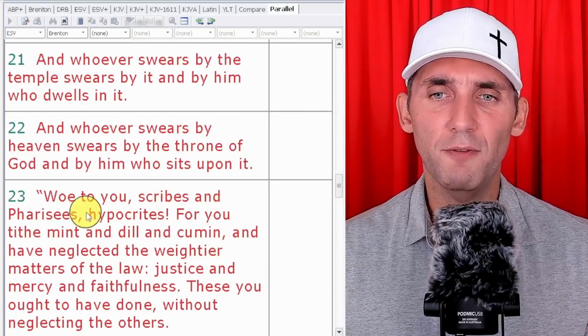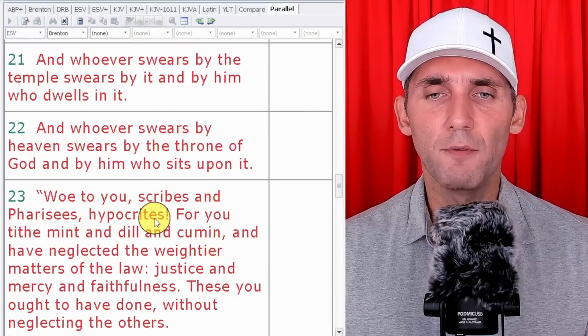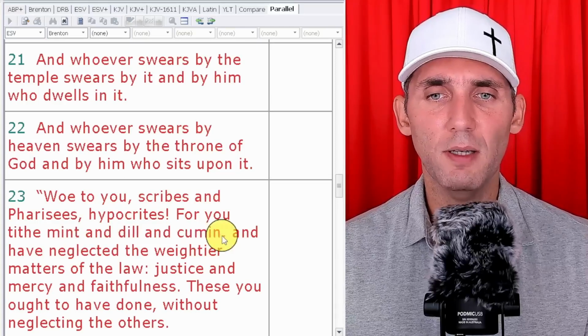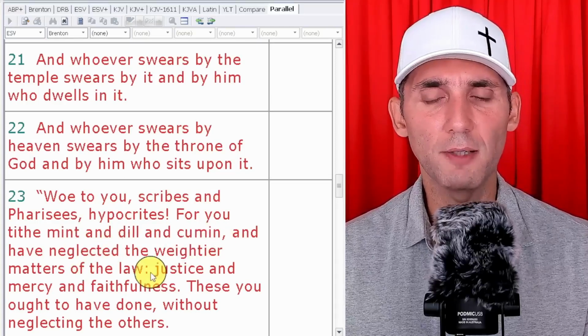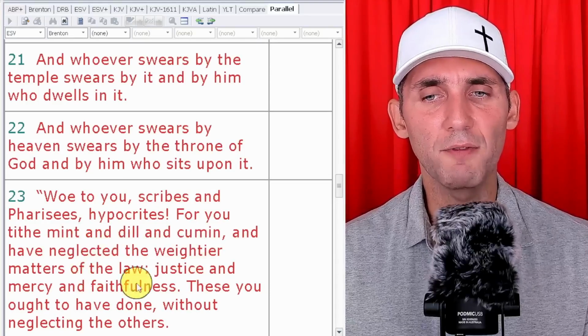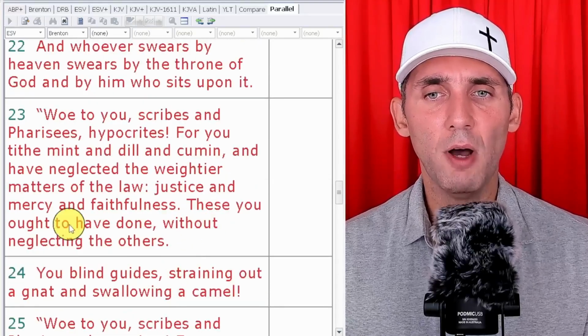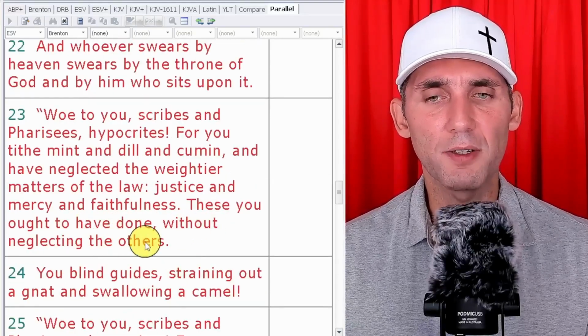Woe to you, scribes and Pharisees, hypocrites! For you tithe mint and dill and cumin, and have neglected the weightier matters of the law, justice and mercy and faithfulness. These you ought to have done without neglecting the others.